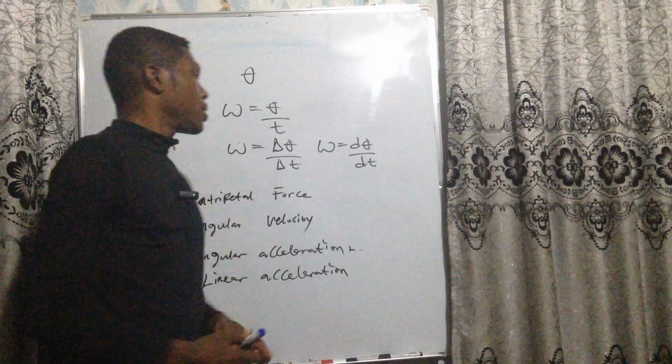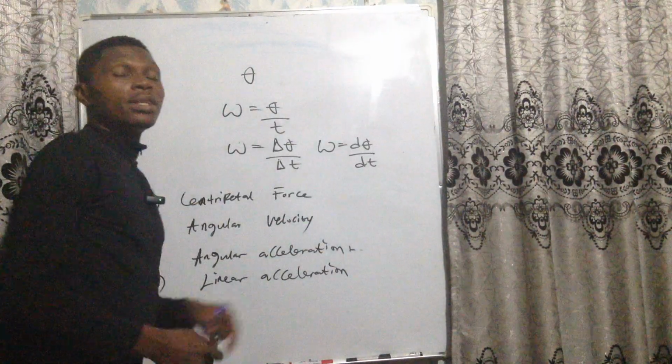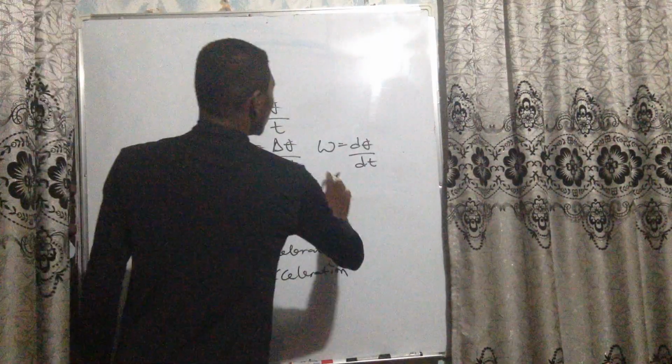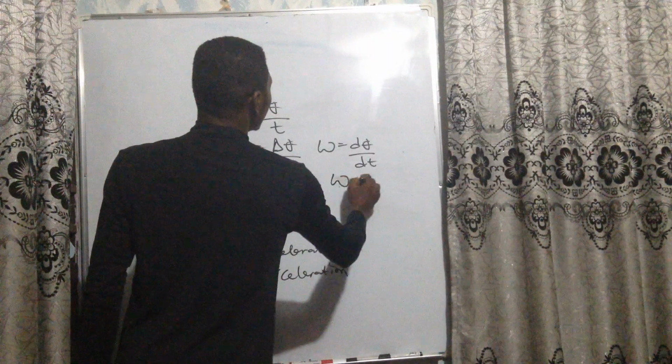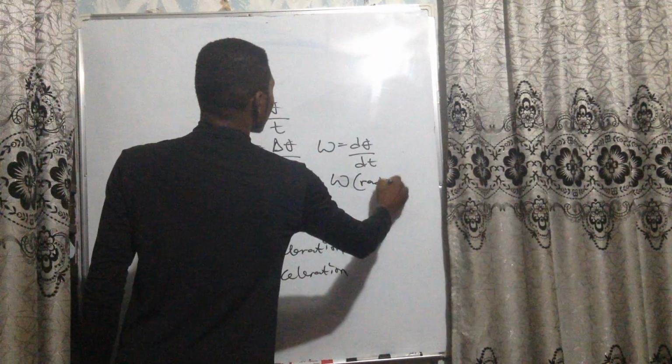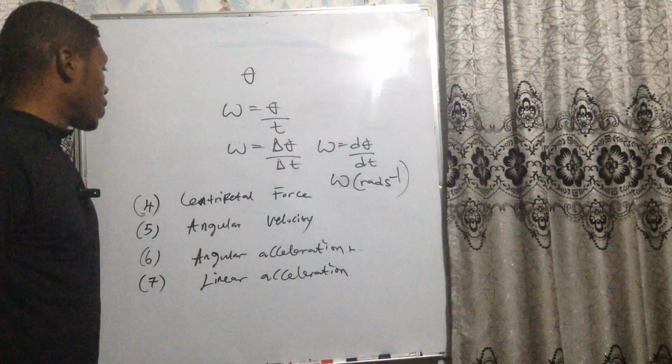Now, the unit of this angular velocity is in radians per second. So omega is in radians per second. So that is it, the unit of angular velocity.